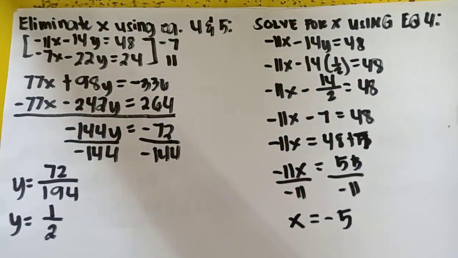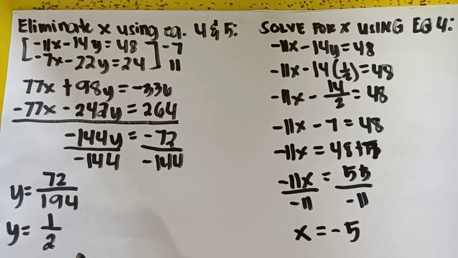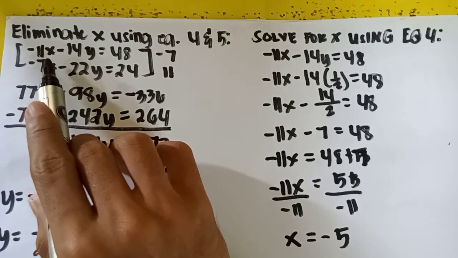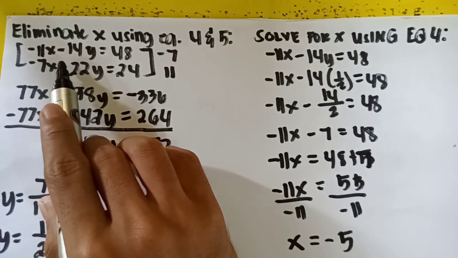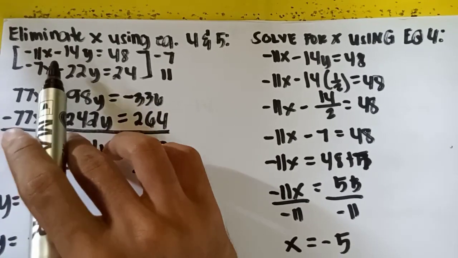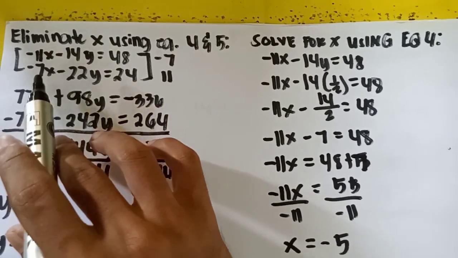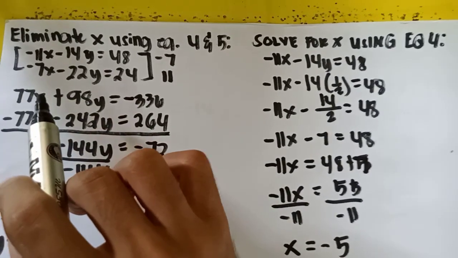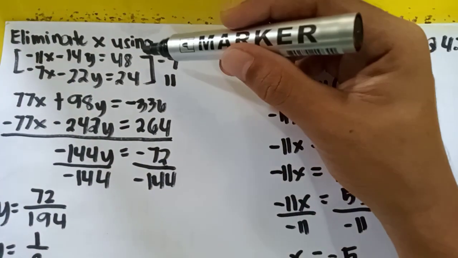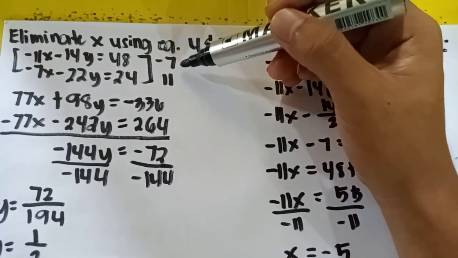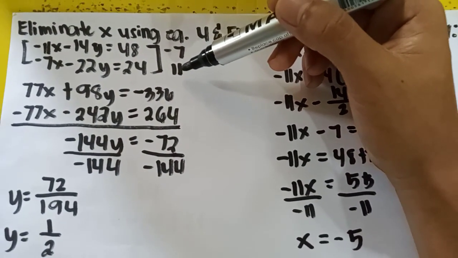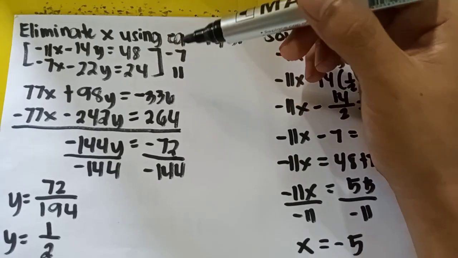Then the next step is to eliminate x using equations 4 and 5. We have here negative 11x minus 14y equals 48, and then negative 7x minus 22y equals 24. The first equation will be multiplied by negative 7. The next equation will be multiplied by 11.